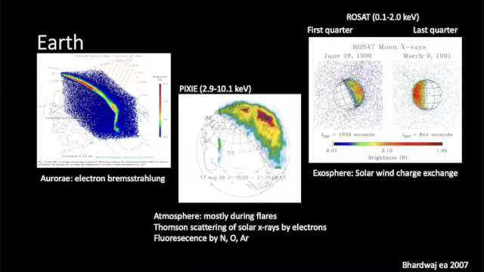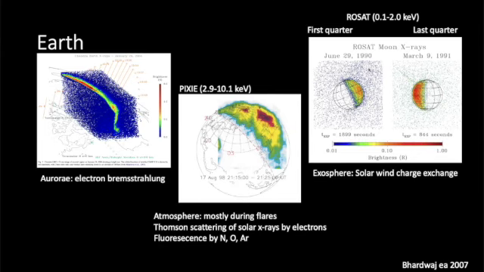Going to Earth. Earth is a more complicated environment because we have a magnetic field, and this magnetic field results in the acceleration of electrons that then produce electron bremsstrahlung, as shown in this image acquired by Chandra over here. At harder wavelengths, the Earth's atmosphere also produces X-rays by the Thomson scattering of solar X-rays by electrons. And what you see is mostly fluorescence, also from nitrogen, oxygen, and argon. And this is an image acquired by the PIXIE instrument.